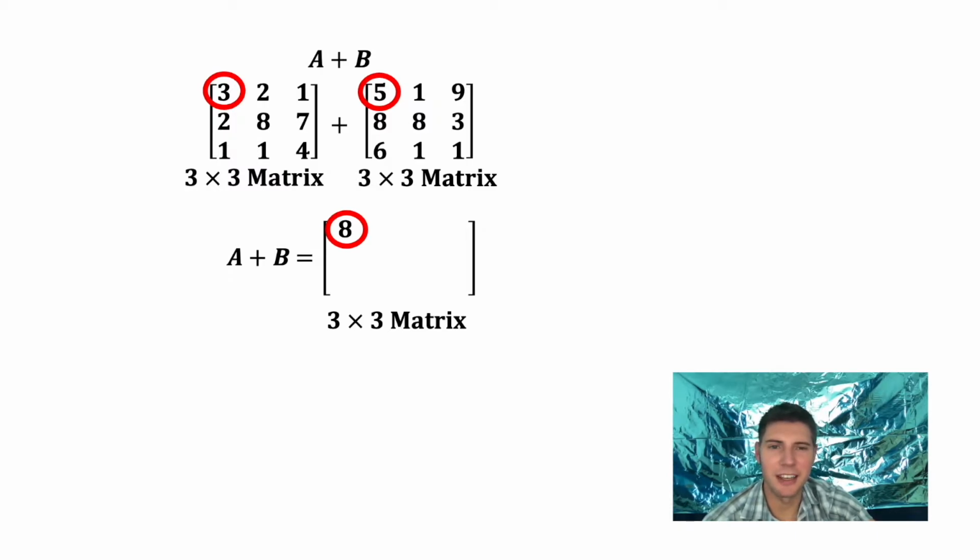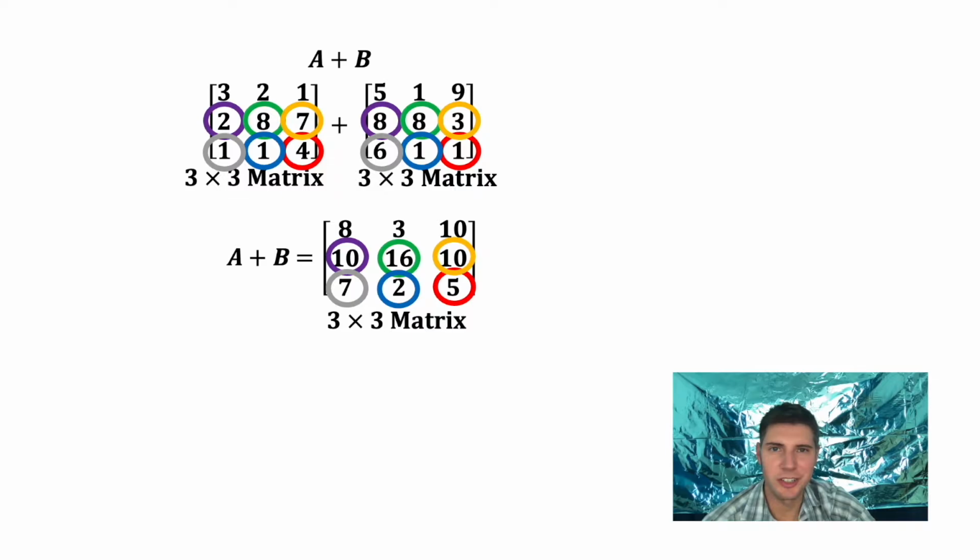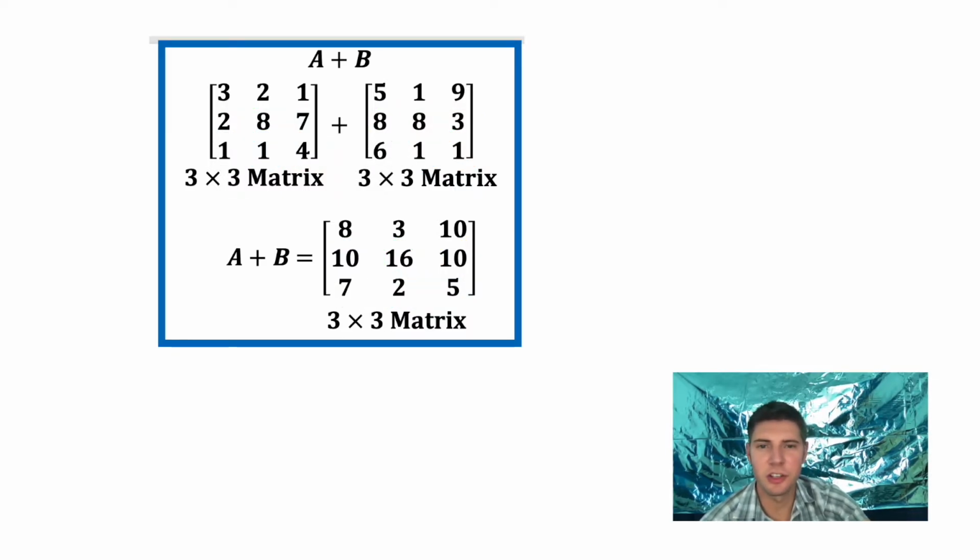And 3 plus 5 is 8. Same thing here, the corresponding entries, 2 plus 1 gives us 3, and 1 plus 9 gives us 10. And it's the same for all the remaining entries. This is how matrix addition works. As long as your 2 matrices are the same size, your resultant matrix will be the same size, and you just add the corresponding entries.